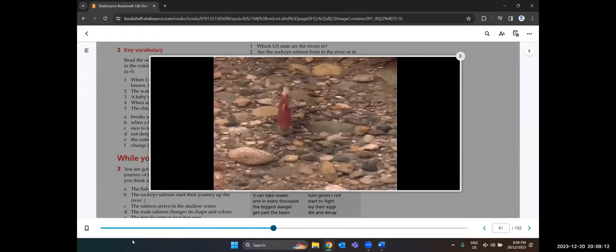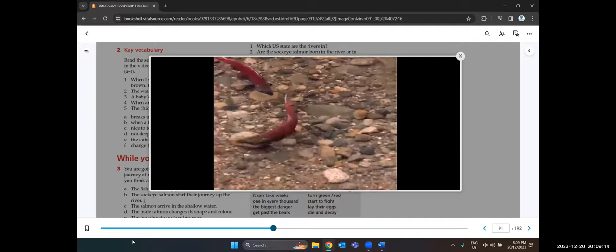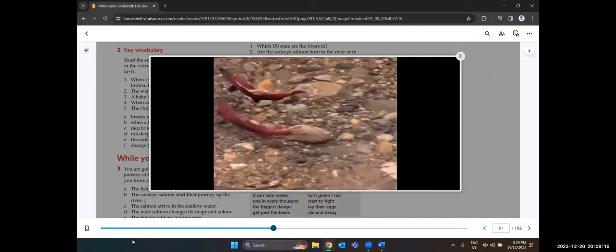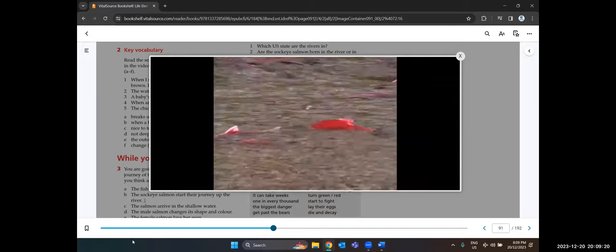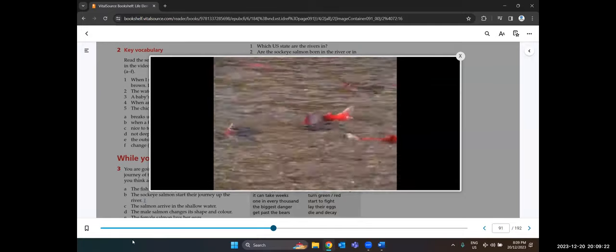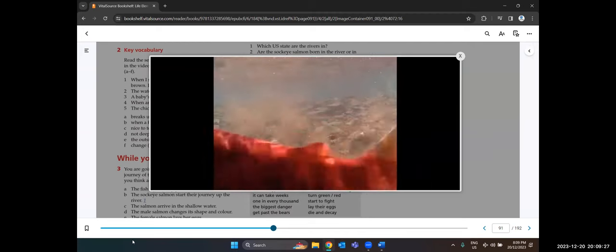Over the female. Yep. So they arrive in the shallow water, so they start to fight over the female. And the female lays the eggs.